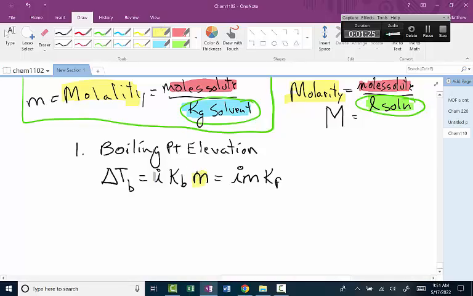That's straightforward. i is the number of ions if it's ionic, and it's 1 if it's a molecule that's dissolved. And K boiling is a constant that you will be given or asked to calculate. So I'm basically going to ask you to calculate one of these four things: the molality, K boiling, the Van't Hoff factor, or the change in boiling point.